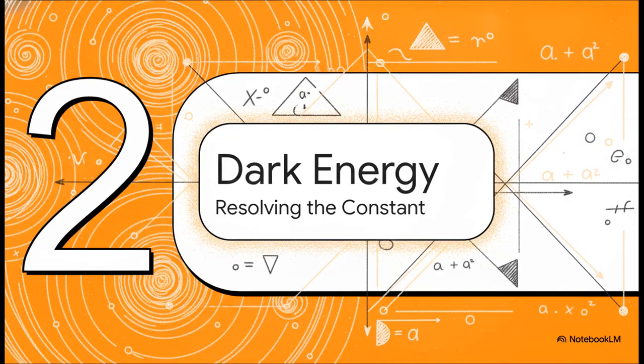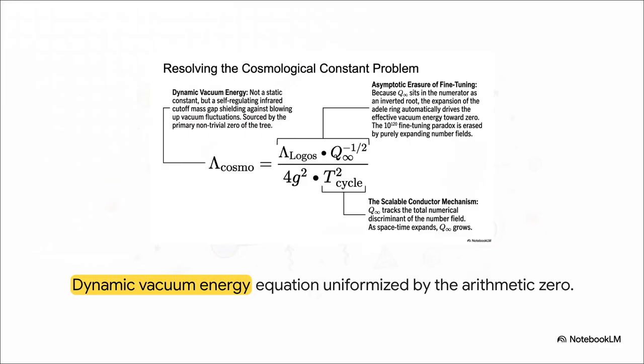Basically, everything empirical is systematically replaced by exact intrinsic clock frequencies. Let's move right along to section 2, resolving dark energy algebraically. This is where we run into the notorious fine-tuning paradox of the cosmological constant. In standard cosmology, dark energy is just a static constant. But here, the cosmological vacuum energy is highly dynamic.